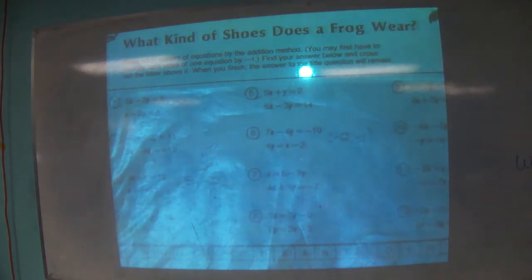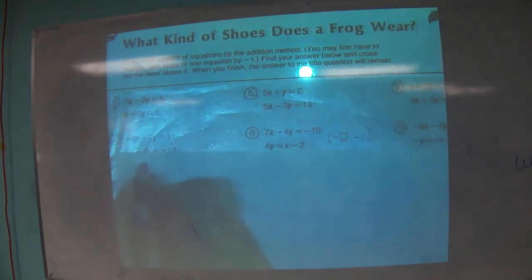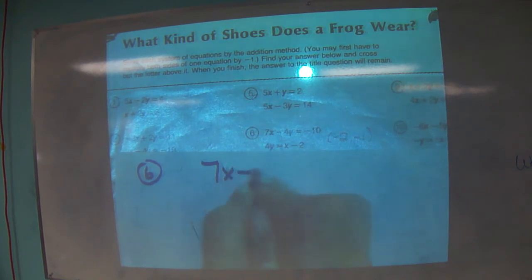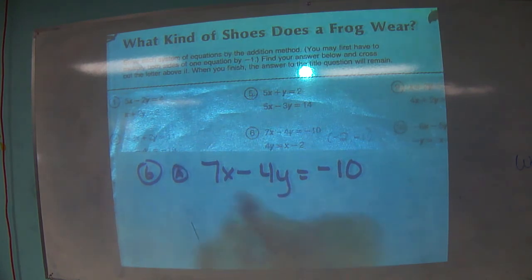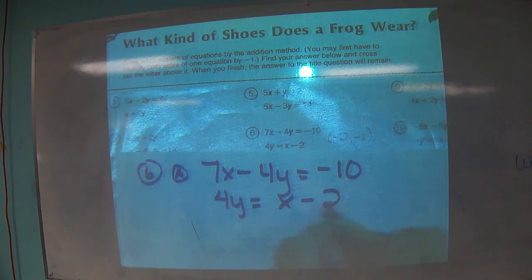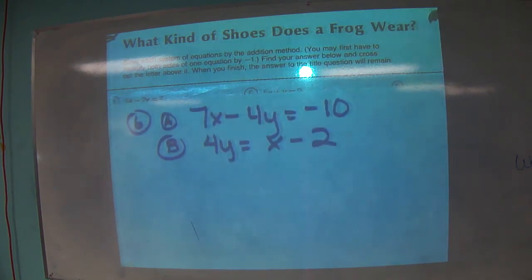All right, so let's look at one like 6. Okay, 7x minus 4y equals -10. Shall we call that equation A? 4y equals x minus 2. Call that equation B. Shall we put equation B in the same format as A? Yes. Sounds good. How?